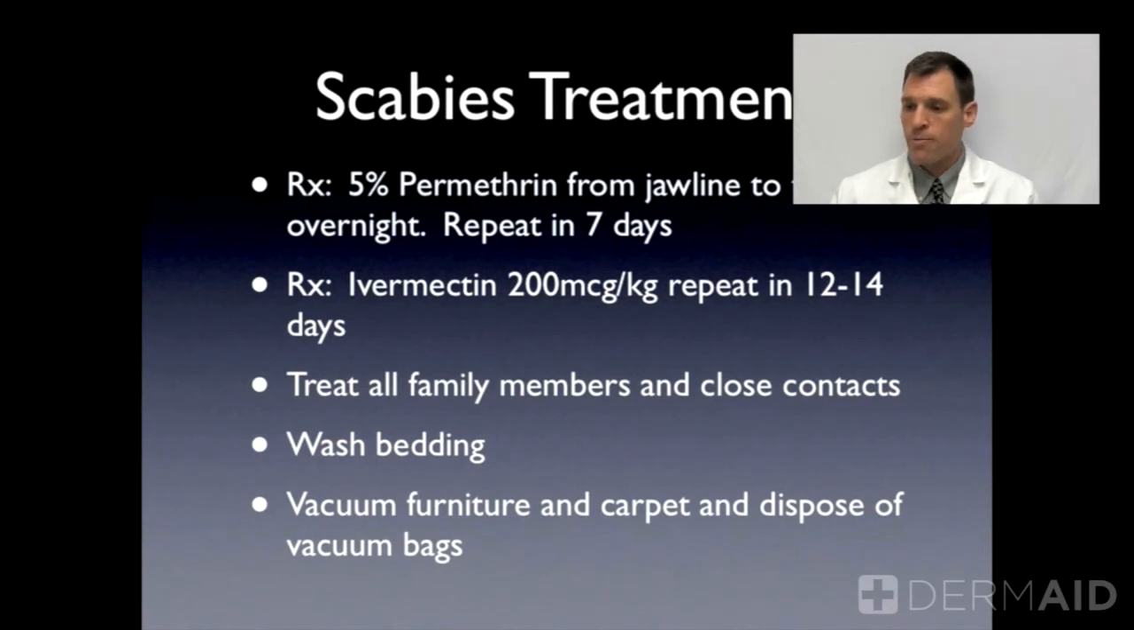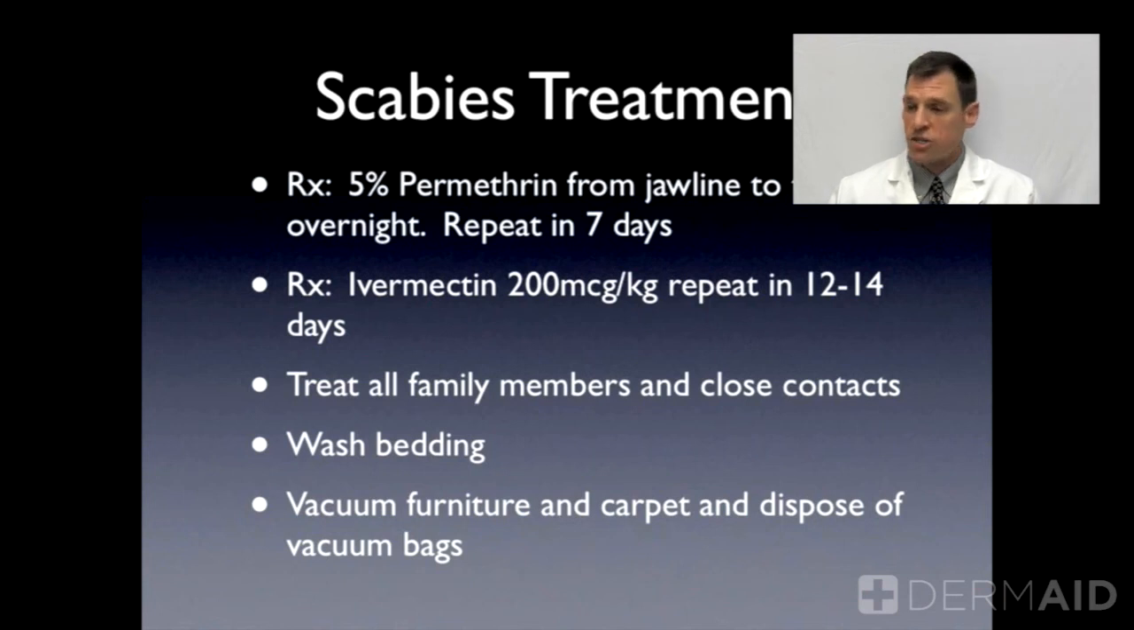So what do we do about it? Well, the most common treatment that we use today is 5% permethrin cream, and it's applied from the jawline all the way to the toes, making sure that the fingernails are cleaned and the medication is applied under the nails. This is usually left overnight, and in the morning you bathe, wash away the cream, as well as do your laundry, do your linens. Vacuuming the home with disposal of the vacuum bags on that day is important, and the permethrin cream should be repeated in 7 days.